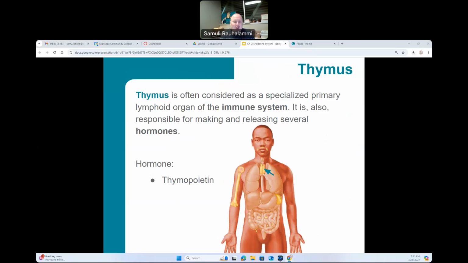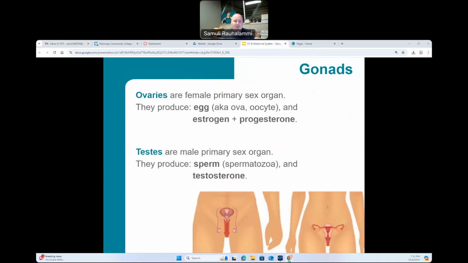And as we're approaching the end of our review, I want to talk about a few more structures. The second last is going to be our gonads. So gonads is just a general term for primary sex organs. In the case of females, these are going to be our ovaries. And they're responsible for producing the egg, but for our purposes in the endocrine system, especially the hormones that they also produce, estrogen and progesterone. In the case of males, the primary sex organ is going to be the testis, and this produces the sperm, but also testosterone.